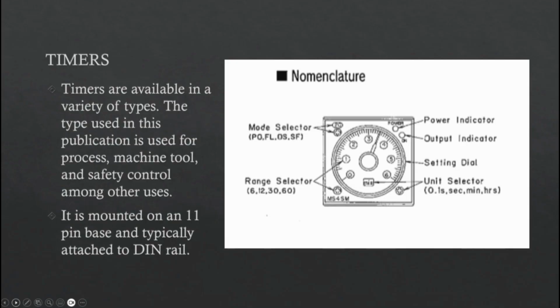Timers are available in a variety of types. The type used in this publication is used for process, machine tool, and safety control, among other uses. It is mounted on an 11-pin base and typically attached to DIN rail.